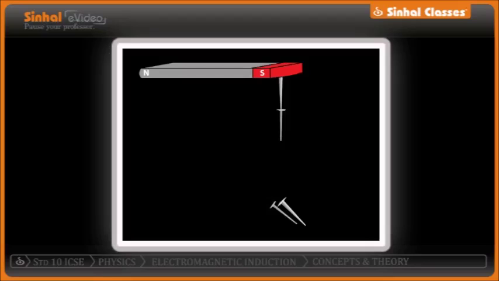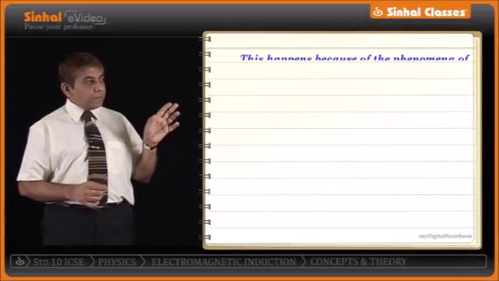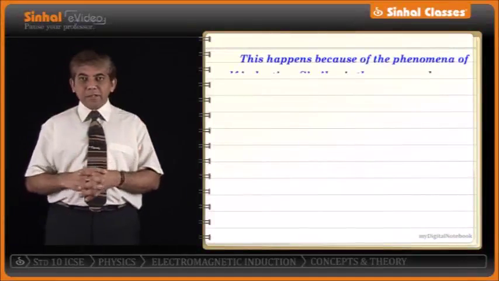Why does it attract the second pin? Because it itself has got converted into a magnet. This continues so long as the magnetic properties are getting transferred. But however, if I remove the initial bar magnet, the pin no longer retains its magnetic property. So we see that all the remaining pins get demagnetized and, as a result, fall off. This happens because of the phenomenon of self-induction.